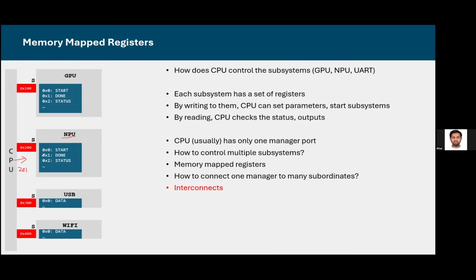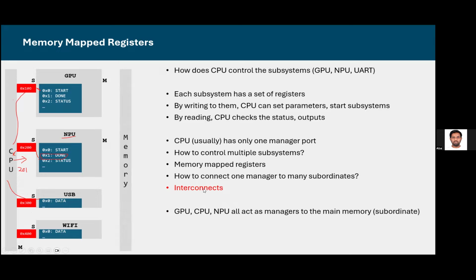Inside here at 1 you have done. So you will read this done value and put it on the bus, and that will be sent to the CPU, and the CPU will look at that. This is how you are able to read and write into any particular subordinate. You can read the GPU, or you can read USB, or you can read and write Wi-Fi, whatever you want. So that is memory mapping.